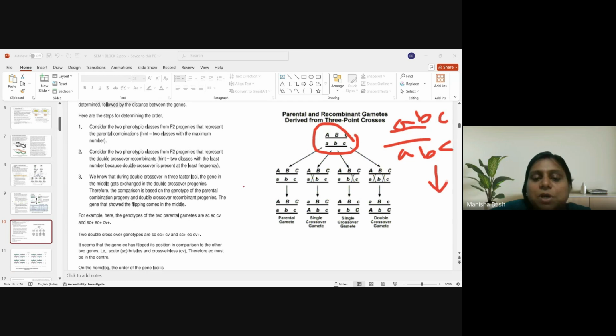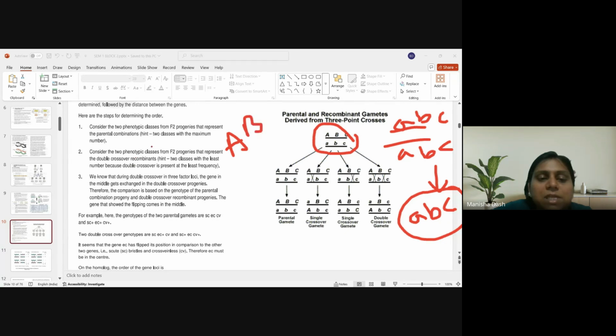All the gametes produced from this double recessive mutant will carry the genotype small a, small b, small c. But the hybrid, which is heterozygous for all 3 genes, can have 8 different types of gamete. What could be the possible 8 different types of gamete? The first gamete is where there is no crossing over. What combinations will be there in the gamete? It will be capital A, B, C and small a, b, c.